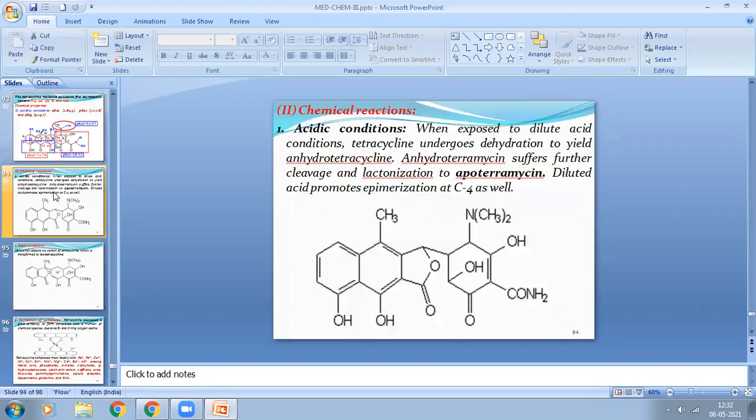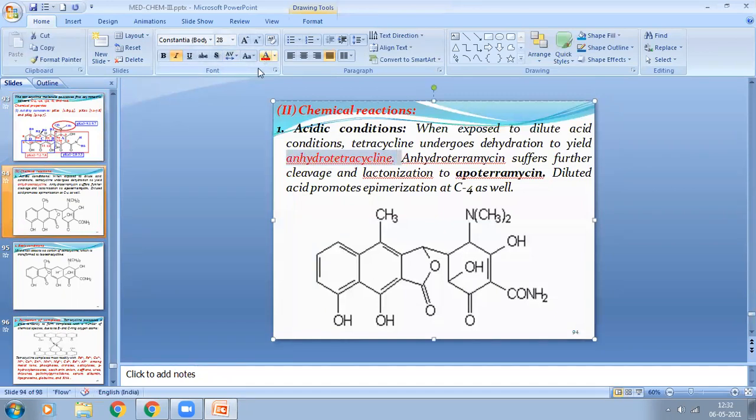Okay. Next, chemical reaction. Tetracycline undergoes different types of reaction depending upon the condition or its environment. First we can see here, in acidic condition, when you expose the tetracycline to dilute acid condition, tetracycline undergoes dehydration to yield anhydrotetracycline.